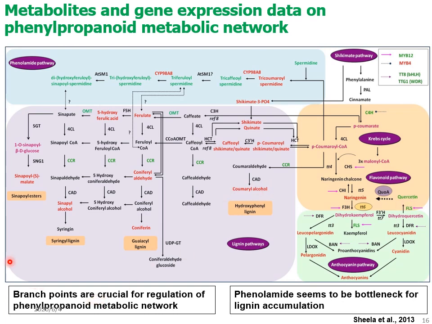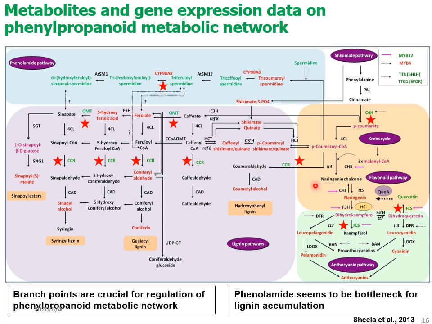Green means downregulated, red means upregulated. Now, if you just look at this pathway, what you can see is many metabolites are upregulated, many metabolites are downregulated, many genes are downregulated, many genes are upregulated. So what? Genes are upregulated, downregulated, metabolites are upregulated, downregulated. So what?